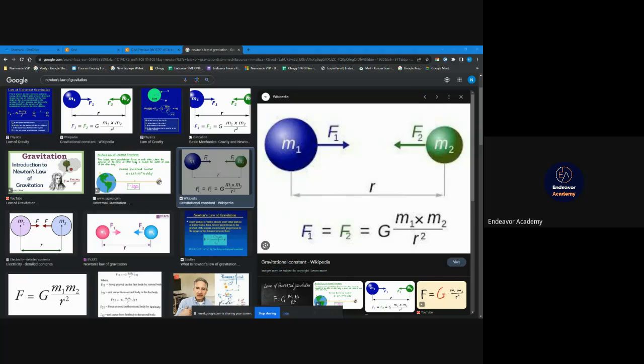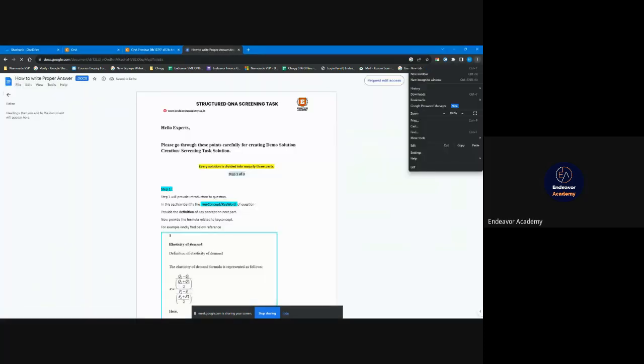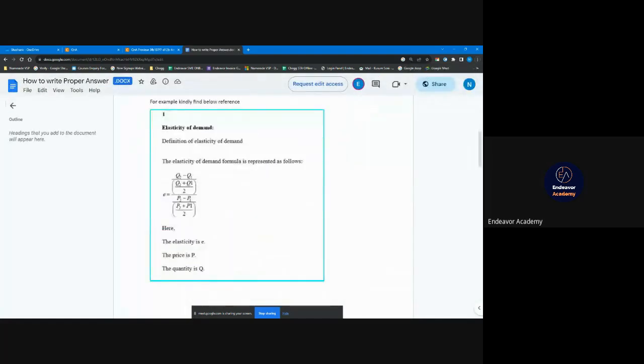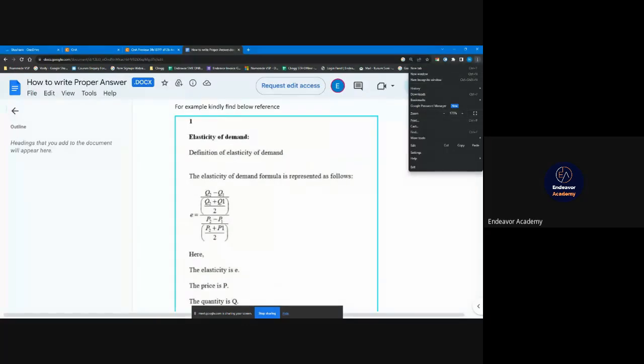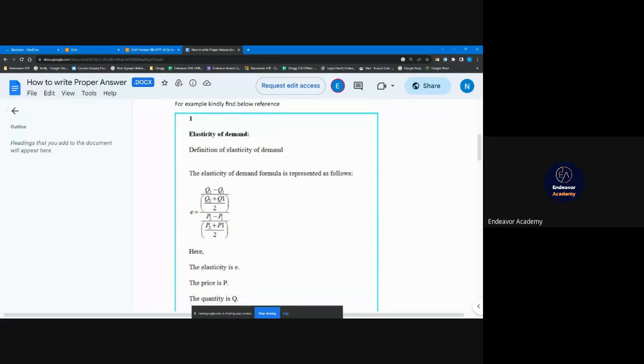Let me show you one example also for this. I guess you all have gone through this particular file on how to write the demo solution. In that we have also provided this particular example. Here you can see this question was based on the elasticity of demand. So we have mentioned this key concept and keyword by highlighting it. Then we have provided the definition of the elasticity of demand.